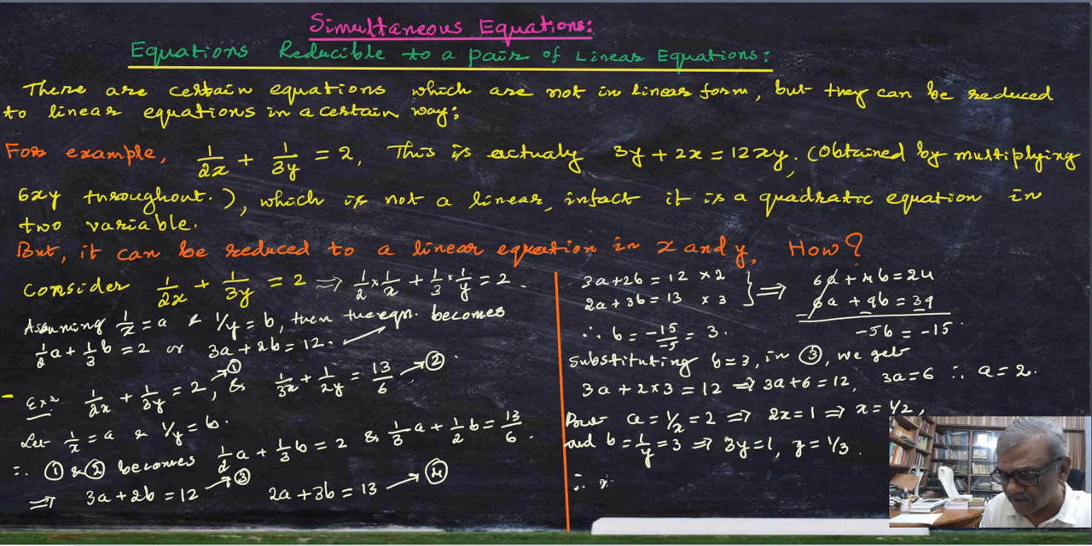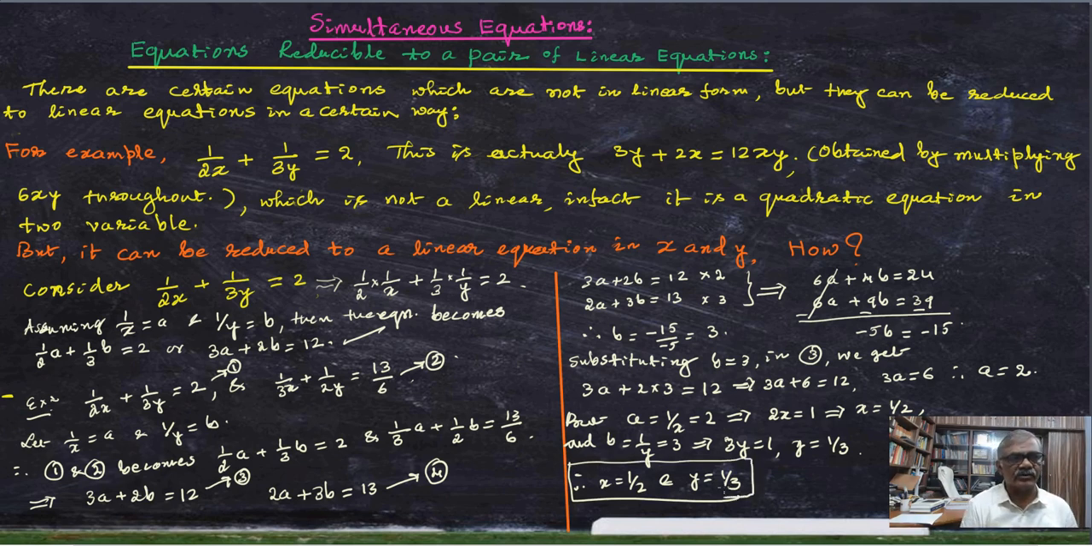Therefore, x is equal to 1 by 2 and y equal to 1 by 3 is the solution for this pair of equations. In this way, for equations which are not in linear form but can be reduced to linear equations, as usual we can adopt any of the methods which I have explained already. We can solve for a and b and then for x and y.